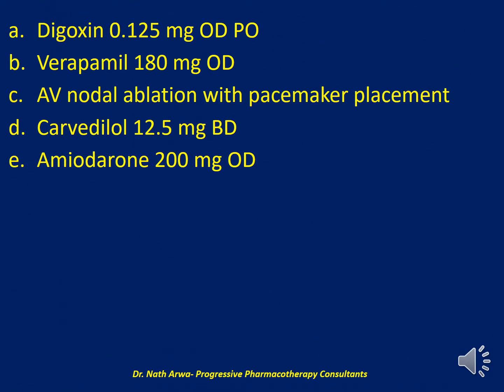Could it be 0.125 milligrams of digoxin administered orally once daily? Or would it be 180 milligrams of verapamil taken orally once a day? Or would you opt for AV nodal ablation therapy with a pacemaker placement? Or would you settle for 12.5 milligrams of carvedilol taken twice daily? Or would you settle for 200 milligrams of amiodarone taken orally once a day? I'll give you 10 seconds to choose the correct answer.